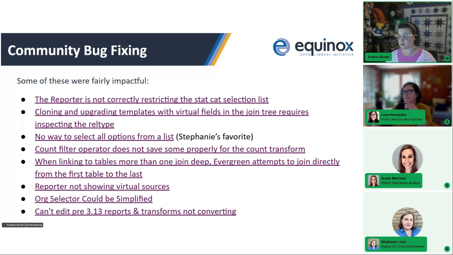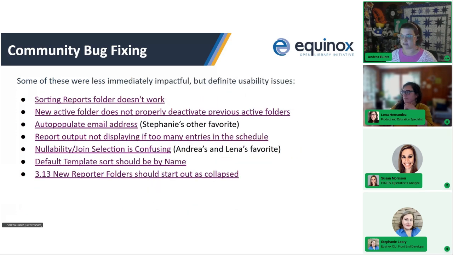And in this bug list we indicated which ones are our favorites. Stephanie's is the no way to select all the options from a list, which now allows range selection in those drop downs. I would consider these definite usability issues, but not immediately impactful. I will note that the nullability join selection is confusing, which is my favorite. That's the one that gave us those cute little Venn diagrams in the source selector, so that you can now use that as a visual shortcut to what you're doing. So that is my favorite of these bugs.